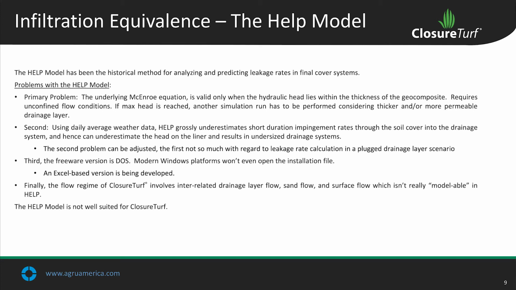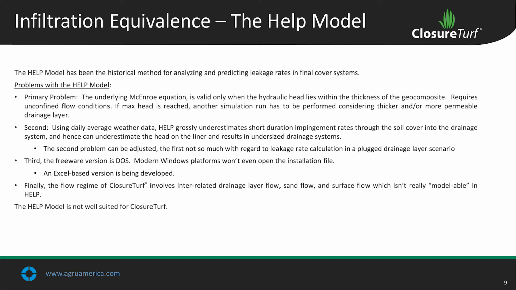The problem with the HELP model as far as ClosureTurf is concerned, the primary one, is the McEnroe equation that it uses. This equation is valid only when the hydraulic head lies within the thickness of the drainage layer, be that a geocomposite or gravel. It requires unconfined flow conditions. If that max head is reached, you're going to have to run another simulation considering a thicker or more permeable drainage layer to maintain unconfined flow.